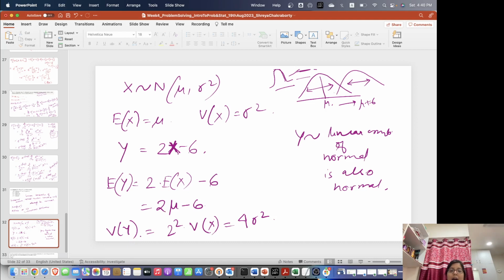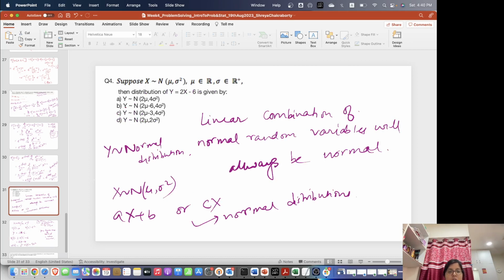Okay, so the bottom line is, whenever we are about to find the variance of any random variable, it will be equal to the square of the coefficient of the original random variable, and it will not take into account anything which is plus or minus. So then our answer is that y follows a normal distribution with mean 2 mu minus 6 and variance 4 sigma square.